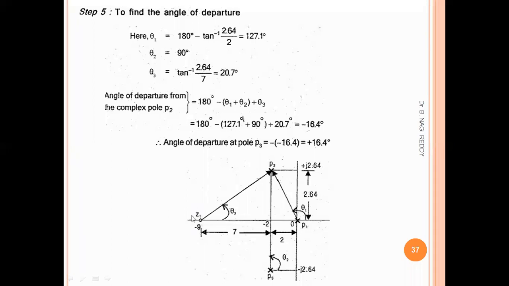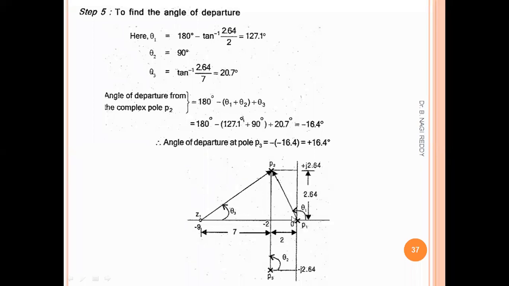And similarly, we have a zero. Using that zero also, we need to draw a straight line and get this angle theta, right? So except P2, we have three places, 2 poles and 1 zero. So we will get theta 1, theta 2, and theta 3. According to our formula, two angles belong to poles. So these two angles will be subtracted from 180, and the angle at the zero will be added to 180, right?